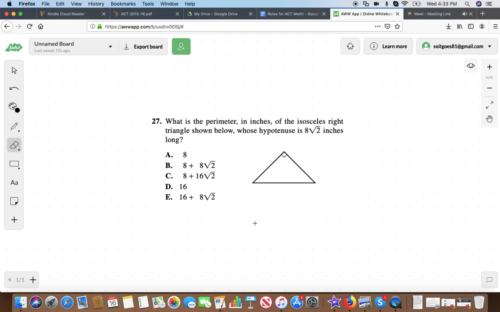First of all, let's talk about some vocab here. You know what a hypotenuse is, right? It's the longest side of the triangle, always the longest side of a right triangle. And it's the side that's across from 90 degrees. So which side is the hypotenuse here? This side right here, across from the 90 degree angle, and it's the long side. So they tell us the hypotenuse is 8 root 2 inches long.